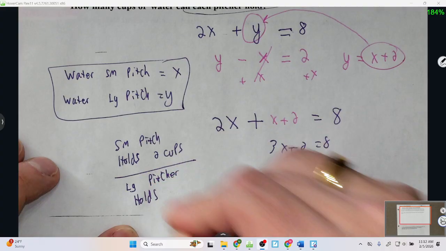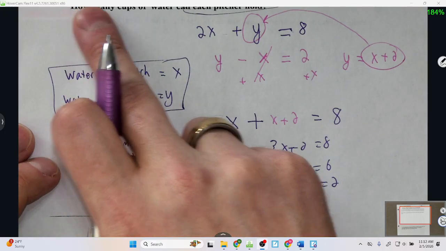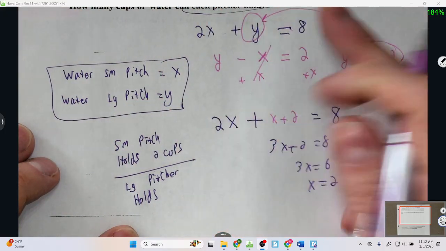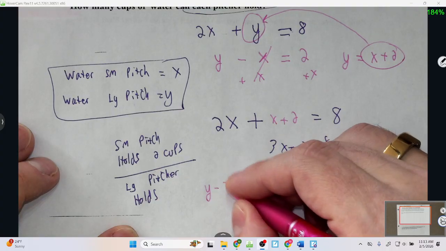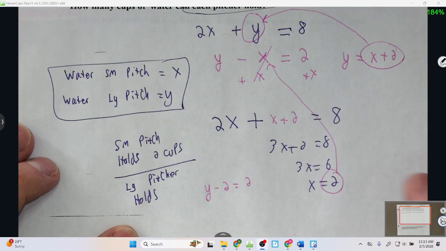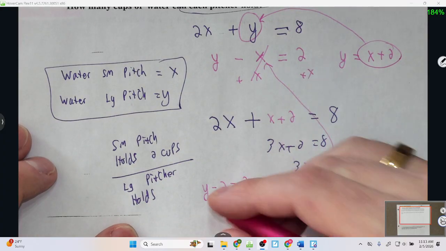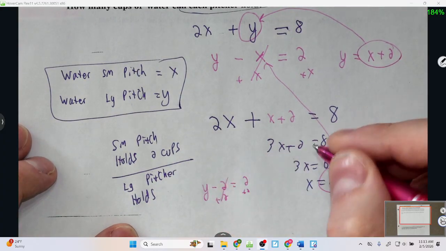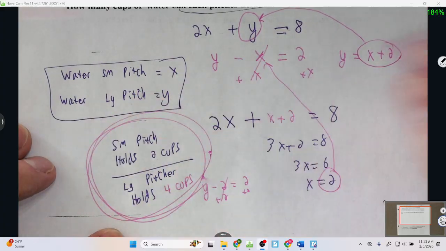Holds what? Well, the large pitcher, take away a small pitcher, is 2 cups. So if I'm thinking about it this way, the large pitcher, take away the small pitcher is 2 cups. I could basically just put this 2 in for x right here, right? Y minus 2 is 2. So if I add 2, I'll see that the large pitcher holds 4 cups of water, and this is our final answer. That's it. That's systems and word problems in a nutshell, okay?